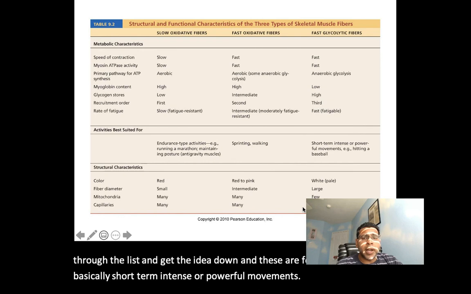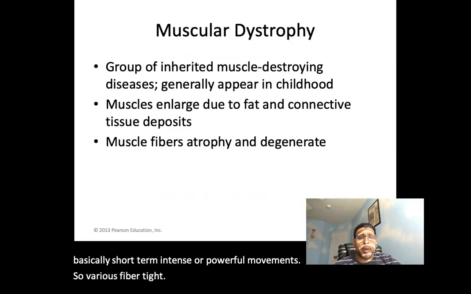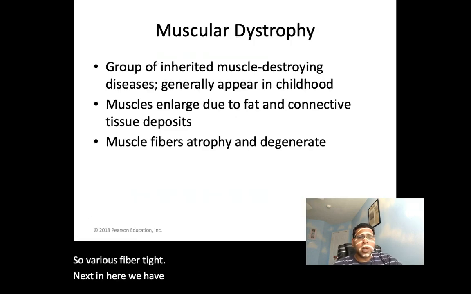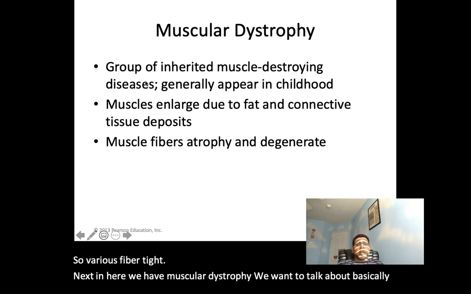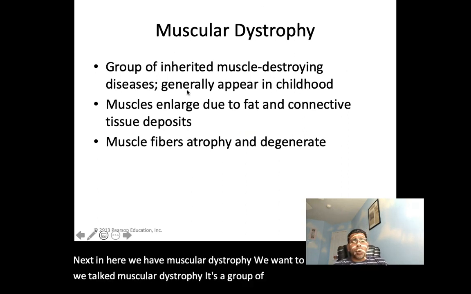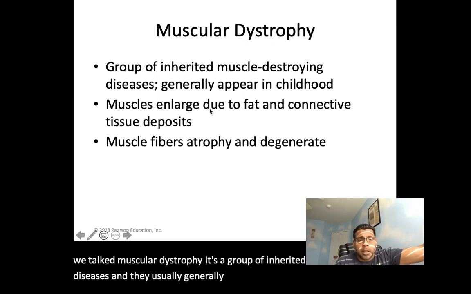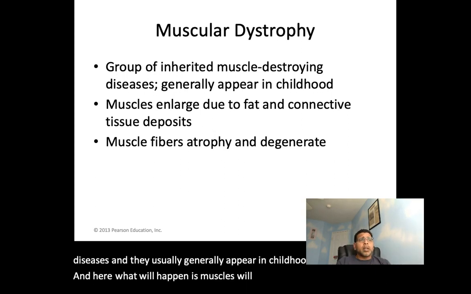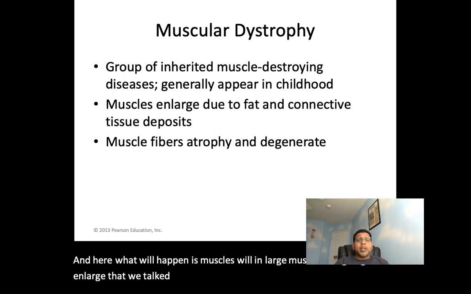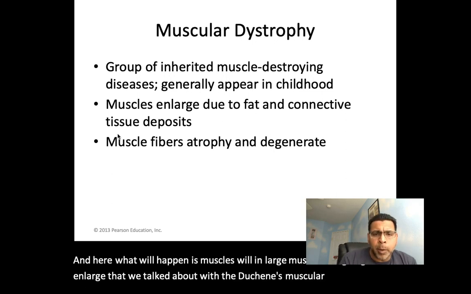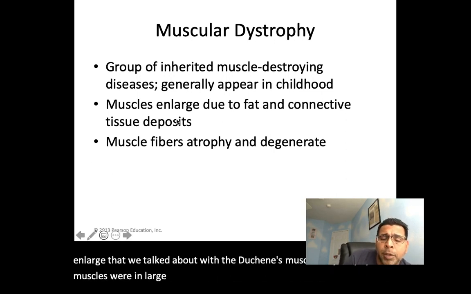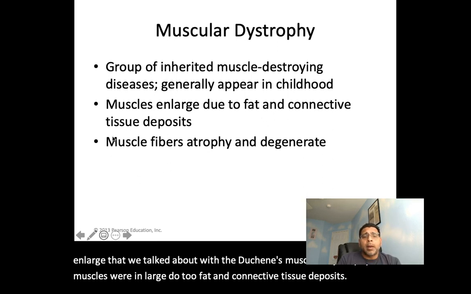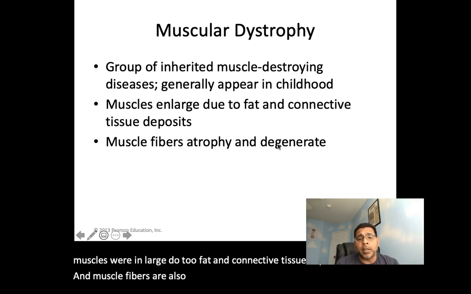So those are the various fiber types. Next we have muscular dystrophy. It's a group of inherited muscle destroying diseases, and they generally appear in childhood. Muscles will enlarge, like we talked about with Duchenne's muscular dystrophy, due to fat and connective tissue deposits. Muscle fibers are also going to atrophy and degenerate in these patients.